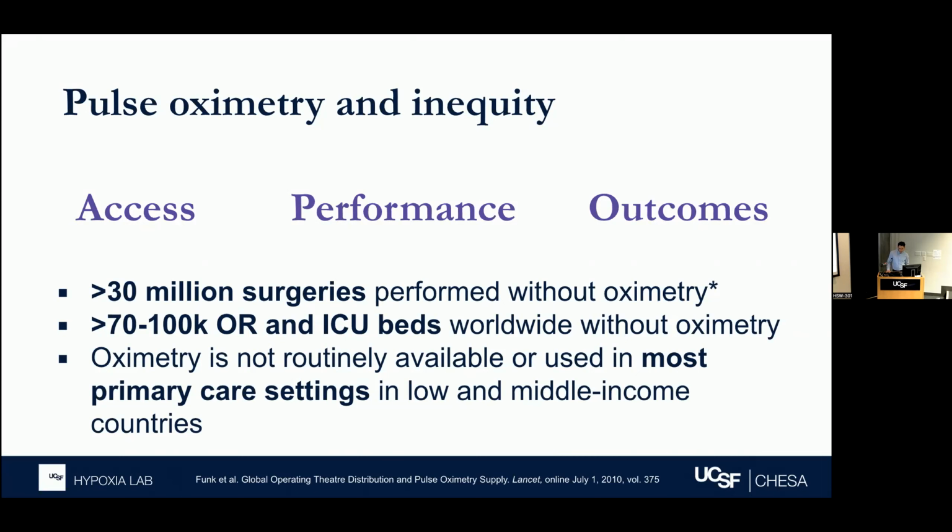So getting these devices into the hands of those who need them is a huge part of the problem, but it's not the only one. And there are also really important questions surrounding performance in the devices being used. So how do these devices perform in different settings and with different populations? And how does device performance affect outcomes for patients globally?